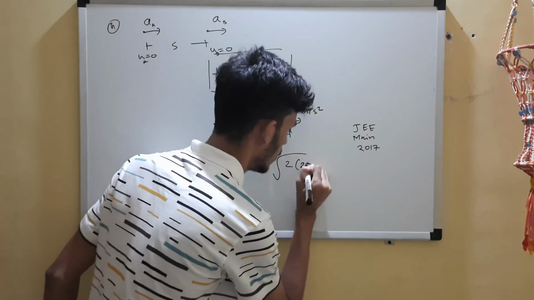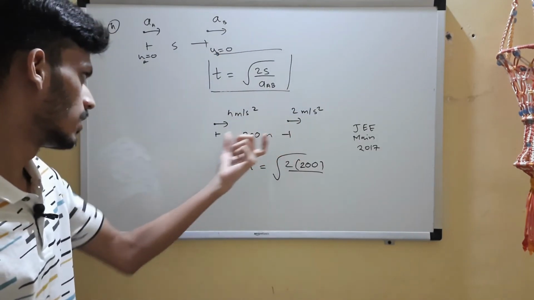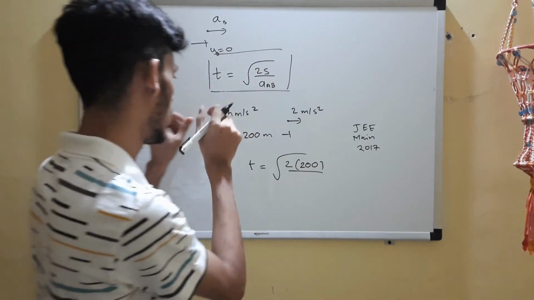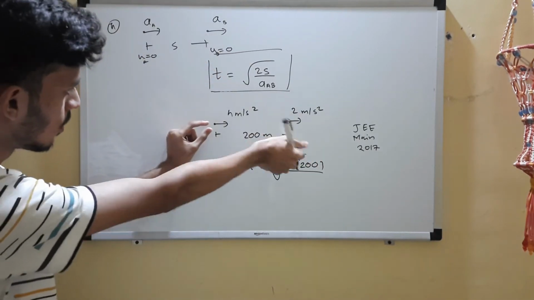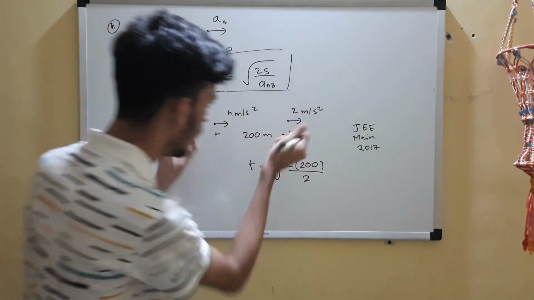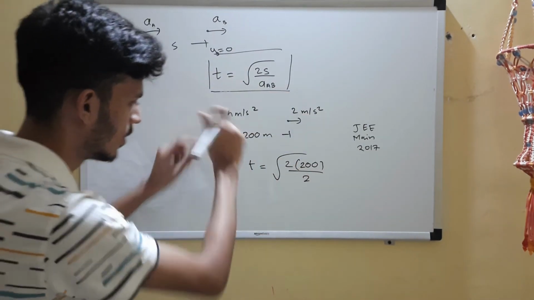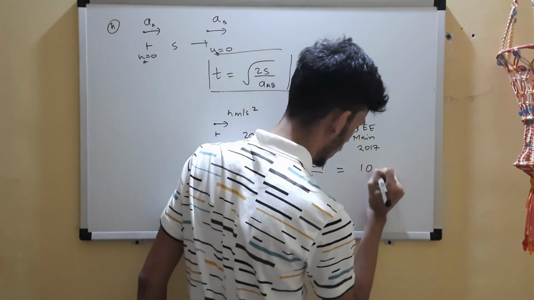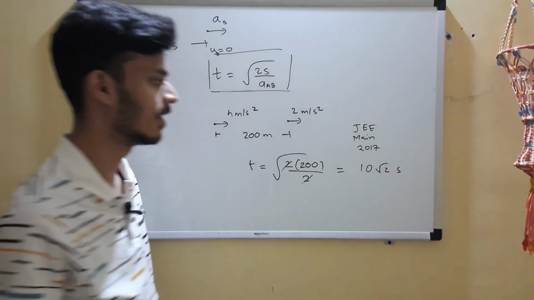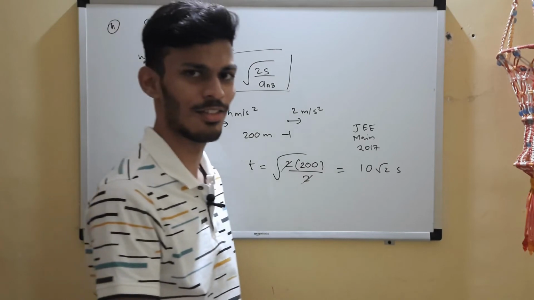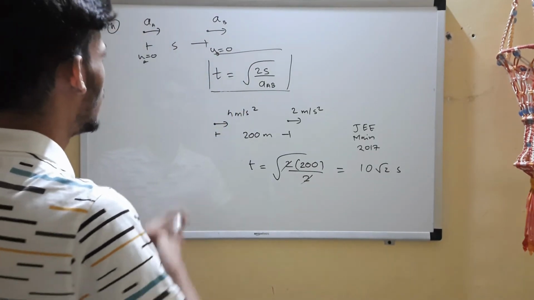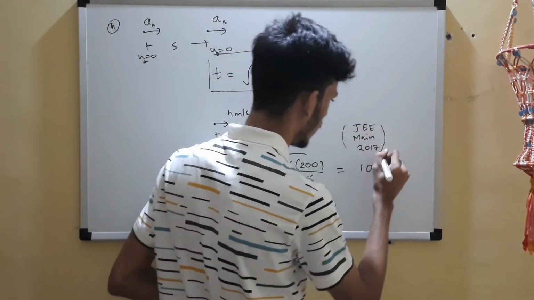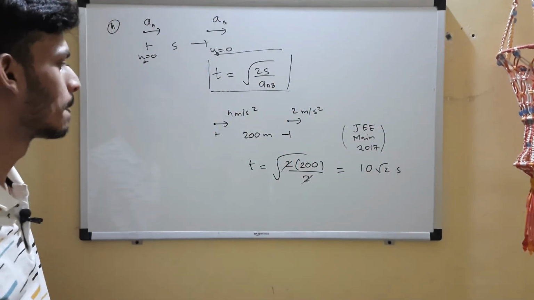So 2s is 2 into 200 upon a, relative acceleration of first one with respect to second, right? So relative acceleration will be 4 minus 2, which is 2. So root 200, what was that? 10 root 2, right? Remember the previous one. So that was the answer, right? So you can try more of this type. I just brought one. Of course, you will only have one answer.